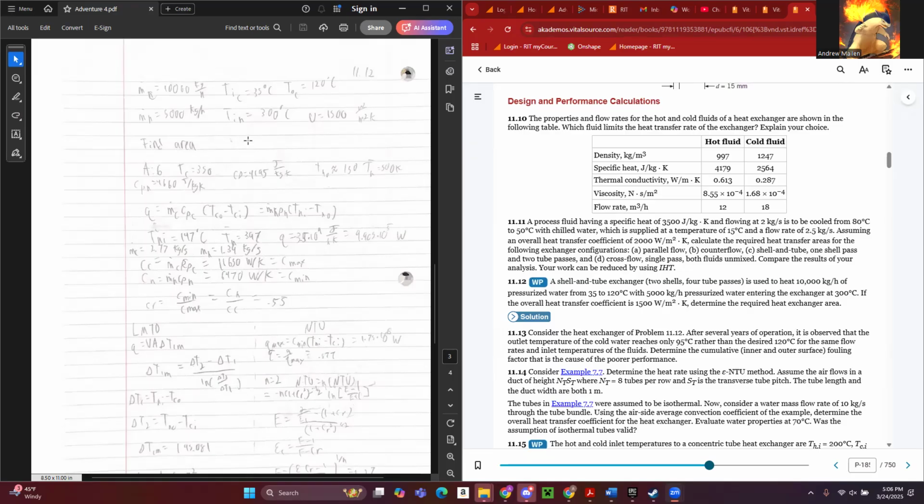So in order to solve this problem, the first thing I did is I wrote down all the values. Next, consulting table A6, for the cold temperatures, I decided to evaluate them at their average of 350 Kelvin, which is just 35 plus 120 over 2, and then plus 273, to get a specific heat of 4,195 joules per kilogram Kelvin.